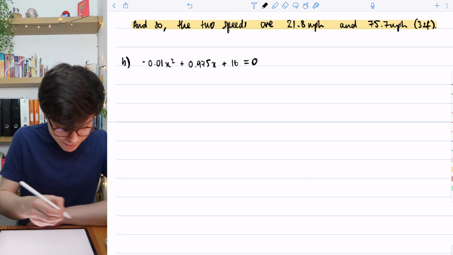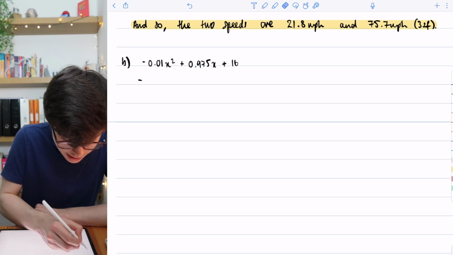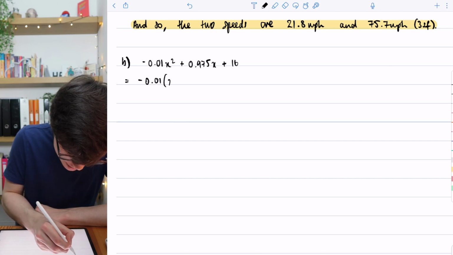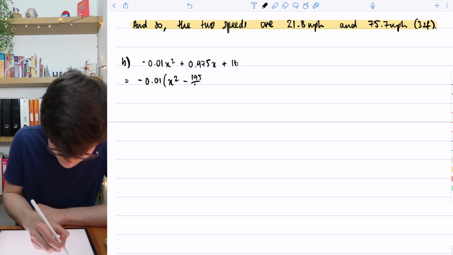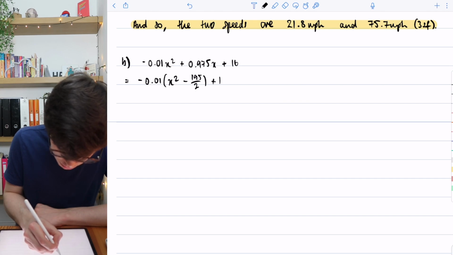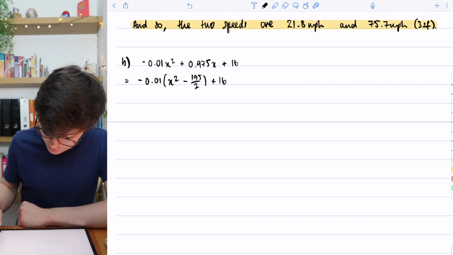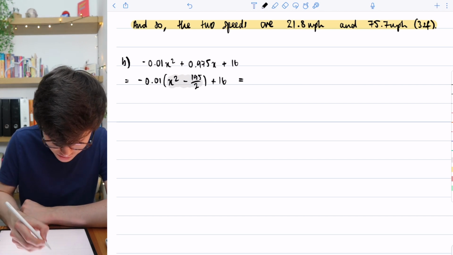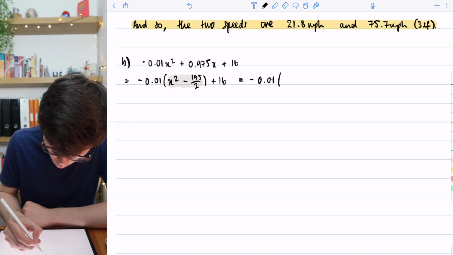So I'm going to do a similar method, and I'm going to do it quite quickly. We don't need it to be equal to 0 here. So take out a factor of minus 0.01 from the first two terms to give me that. Okay, and you would probably need a calculator for this. Then we're going to complete the square on this bit inside, and I'll work across here. That will give me this minus 0.01.